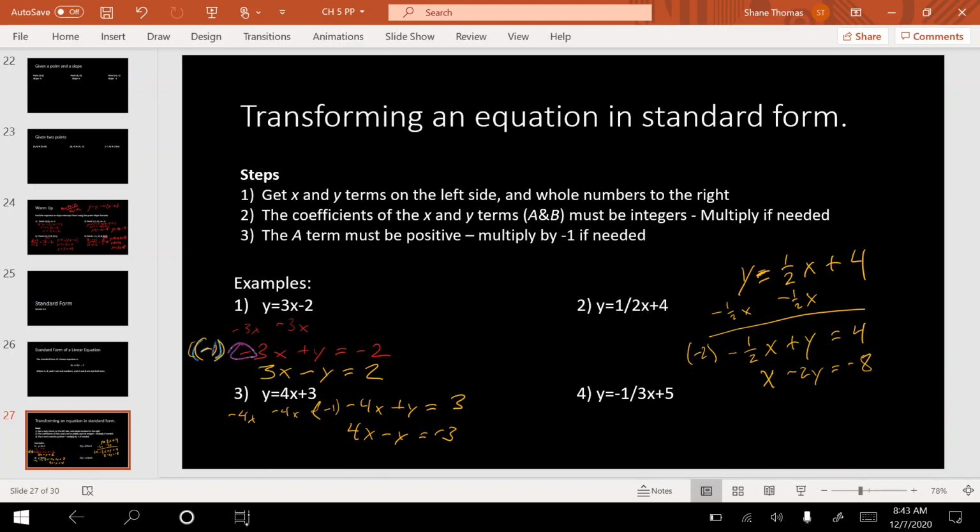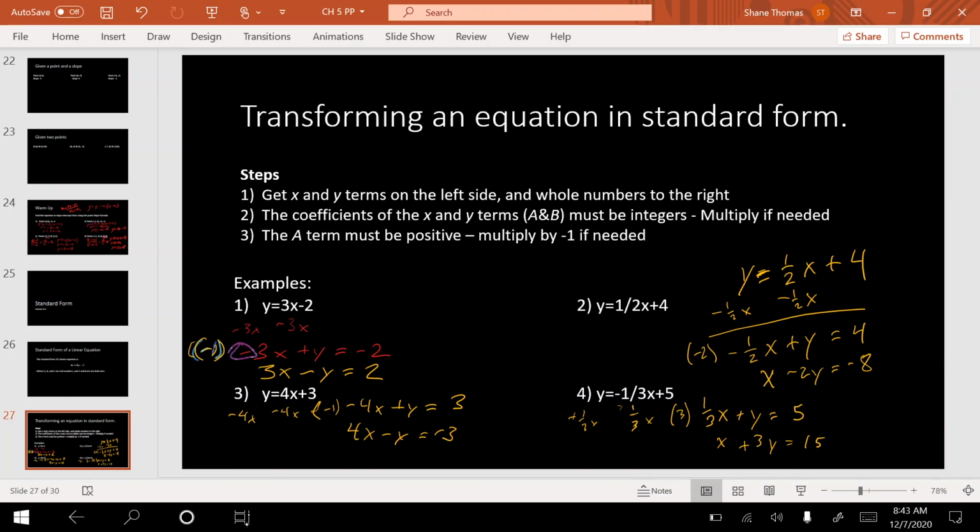All right, on the second one, we add the negative 1/3 x to both sides. That's going to give us 1/3 x plus y equals 5. Then multiply everything by 3. We have 3 times 1/3 is going to be 1, so we have x plus 3y equals 15.